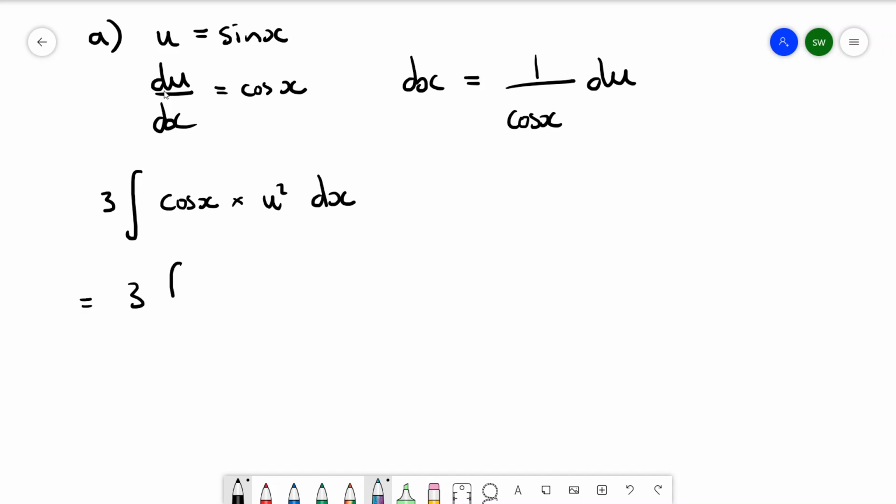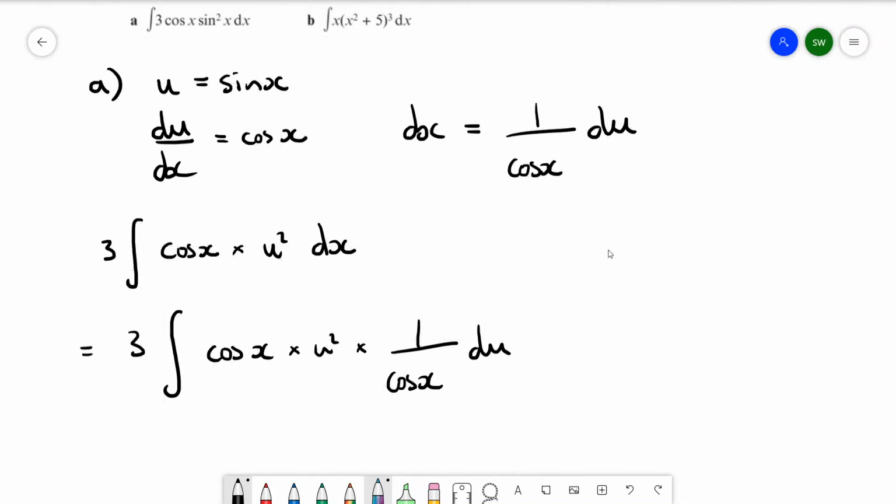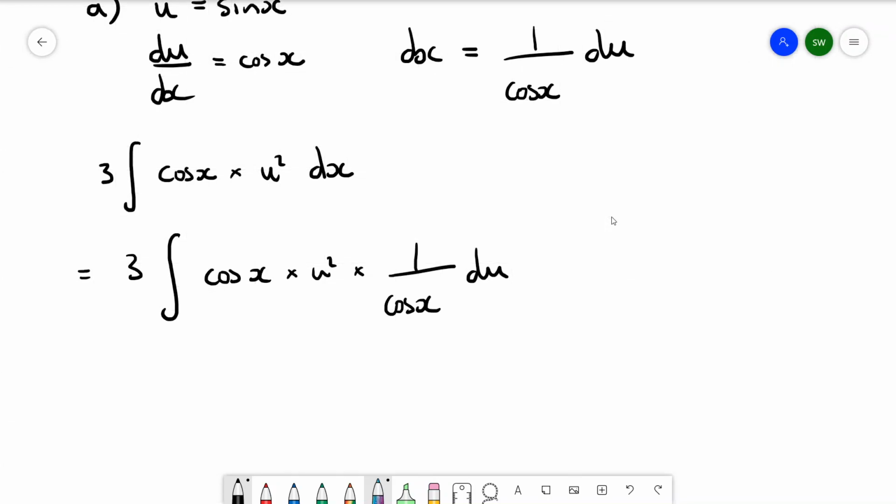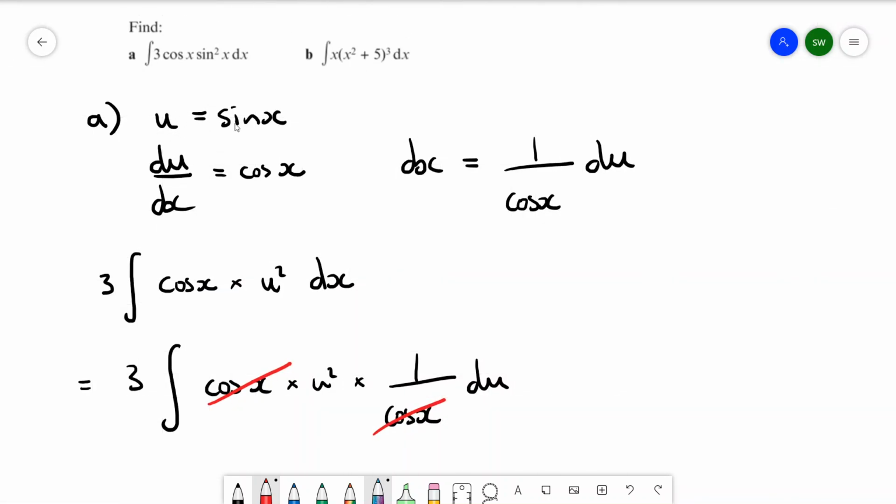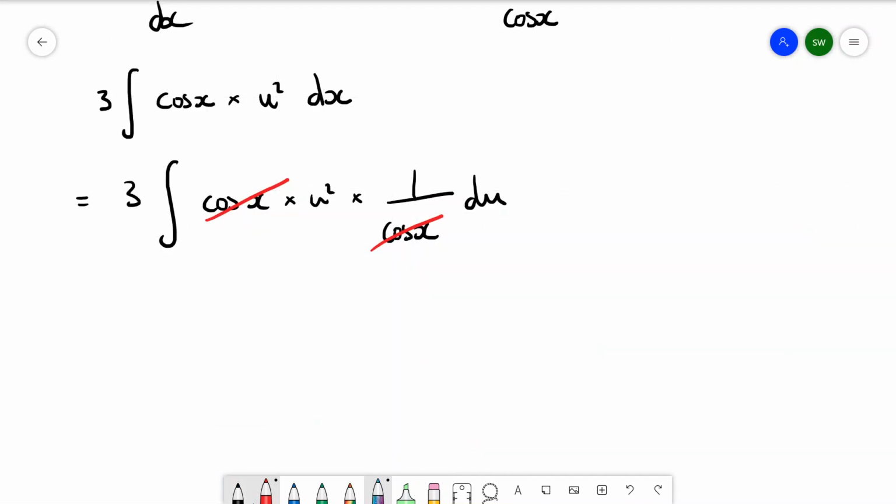So our integral is going to become cos x times u squared times, and then we're going to replace dx with 1 over cos x du. And that works because the cos x's are going to cancel. And I knew that that was going to happen because I knew that the derivative of u was cos x, so it would cancel with that cos x over there. So now we've got our integral and we've eliminated x. Everything is in terms of u. So we're going to have 3 times the integral of u squared du.